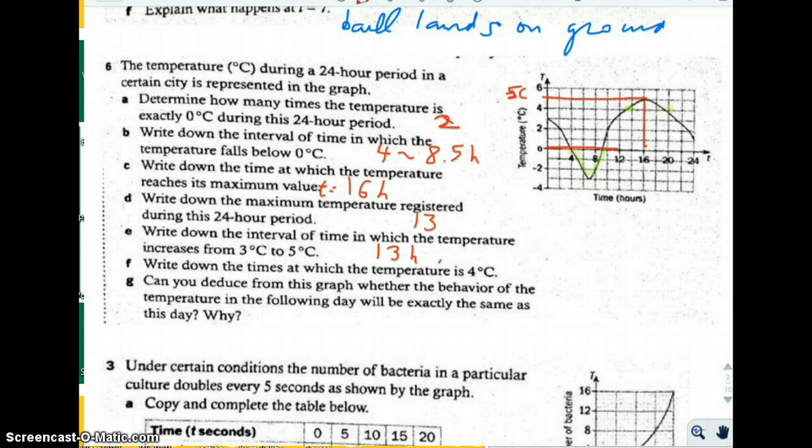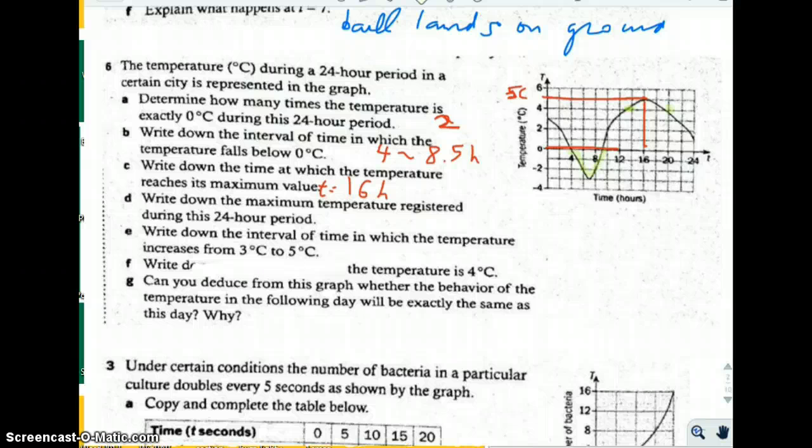Oops, I wrote it in the wrong place. Oops, no, I did write it in the right place. And, no, I guess I am writing in the wrong place. Write down the interval of time in which the temperature increased from 3 degrees to 5 degrees. Oh, I see. I was looking at the wrong one. I was looking at F.